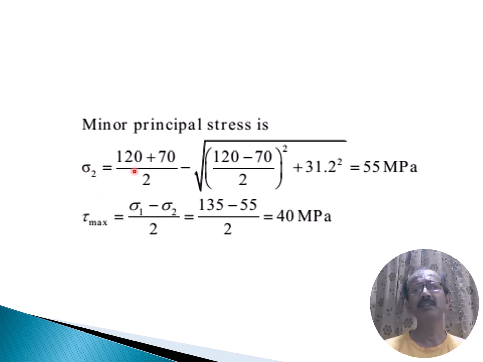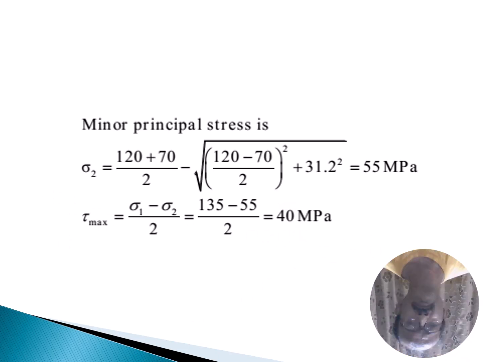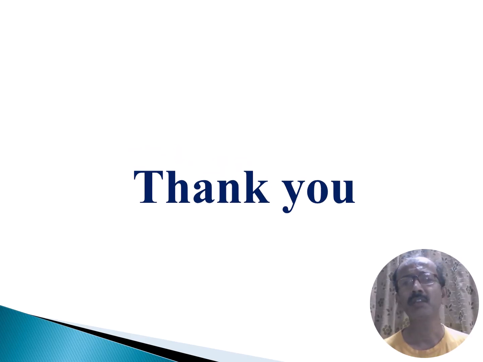So for the minor principal stress, you just put in the values of sigma x, sigma y, and tau, and we are getting the value of the minor principal stress, that is 55 MPa. And finally tau max is nothing but sigma 1 minus sigma 2 by 2. So putting in the values of sigma 1 and sigma 2, we are getting the value of tau max. Thank you very much.